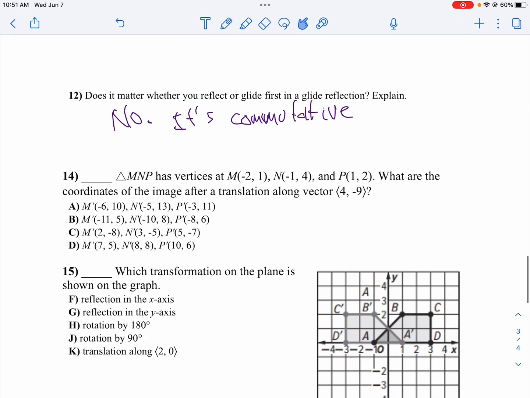And on question 14, I want to know the coordinates after a translation of 4 and negative 9. So if I go negative 2 plus 4, that would be 2. So that crosses out A and B.